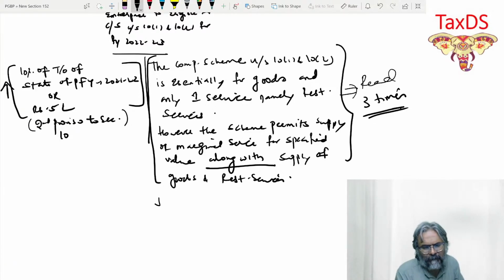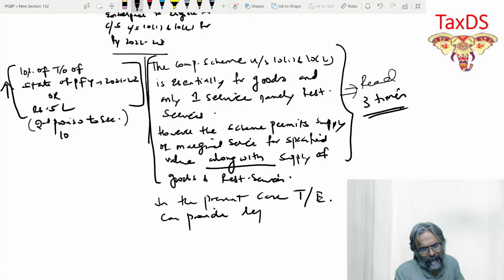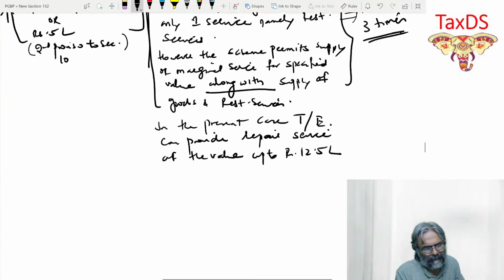Now, what you have to do in the present case is just apply the limit. Already we have calculated the limit. In the present case, Techno Enterprise can provide repair service of the value up to rupees 12.5 lakhs.